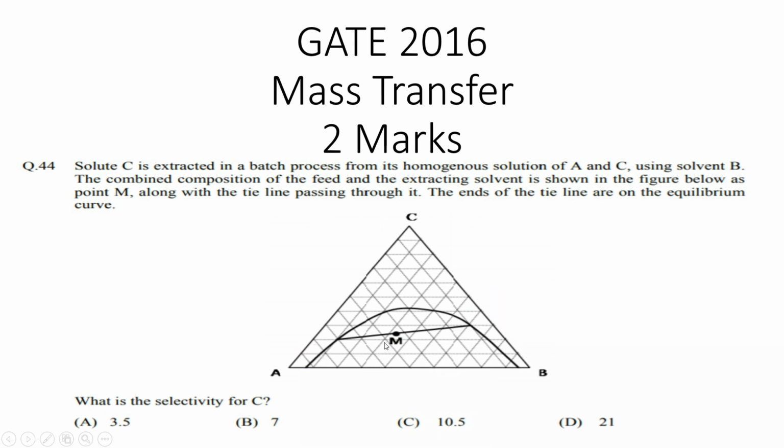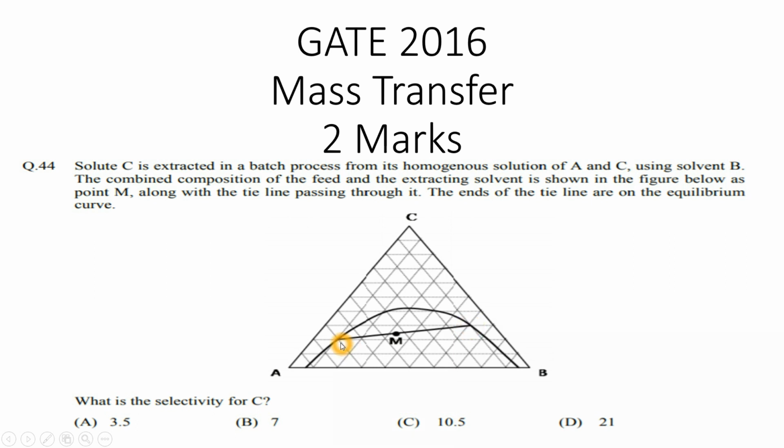Again we will calculate the YA. What will be the YA? Since at the BC line there is 0 concentration of A, from this it will be 10%. It will be 10% only. So we are getting YC is 0.3 and YA is 0.1.